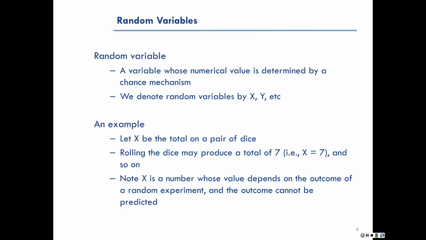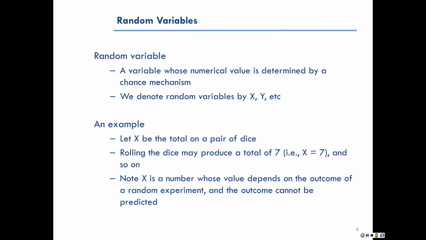Okay, so let's talk about probability distributions for discrete variables. The first thing we want to talk about are the variables themselves, and specifically random variables. A random variable is simply a variable whose numerical value is determined by a chance mechanism. Typically we denote random variables with the uppercase letter X or sometimes Y or perhaps additional letters.